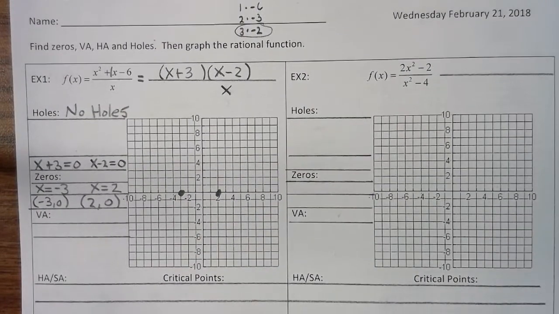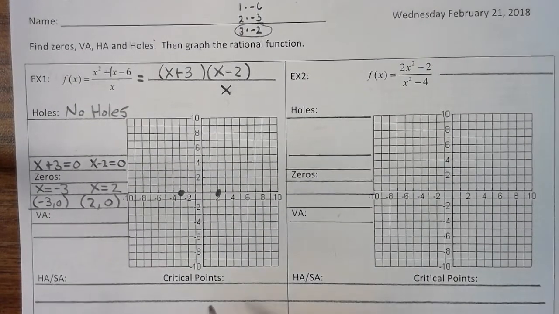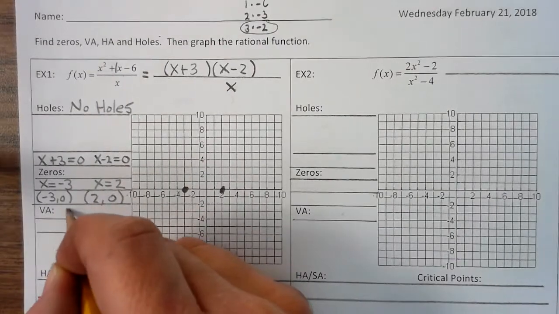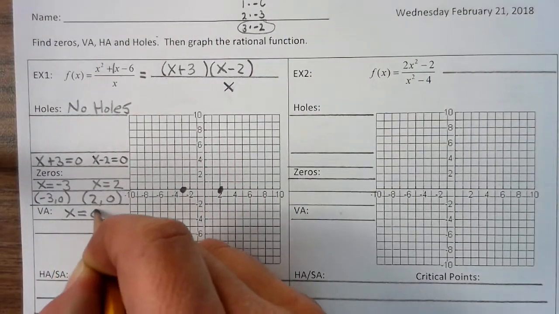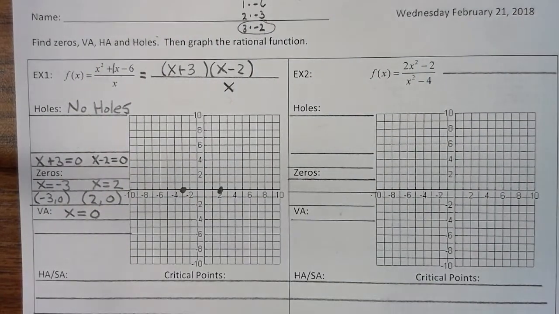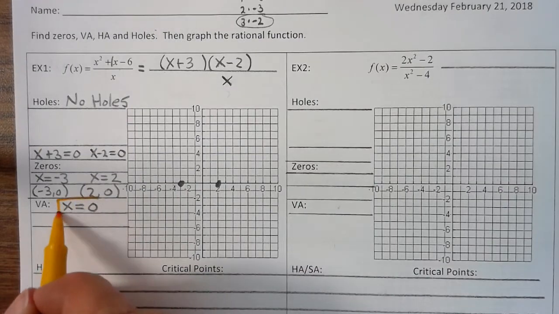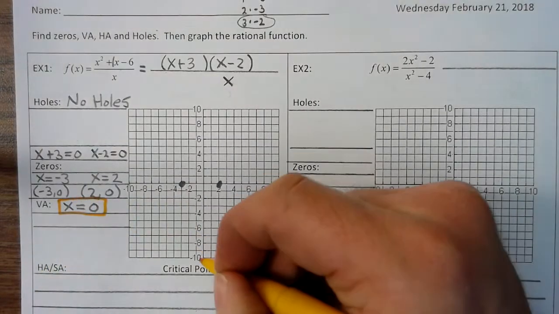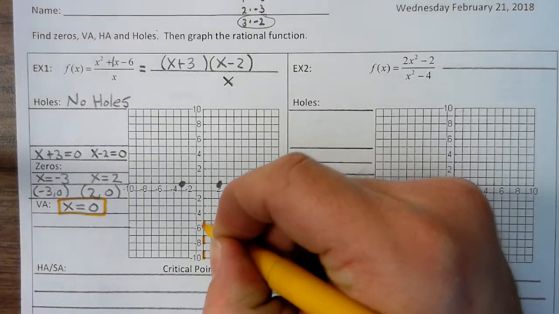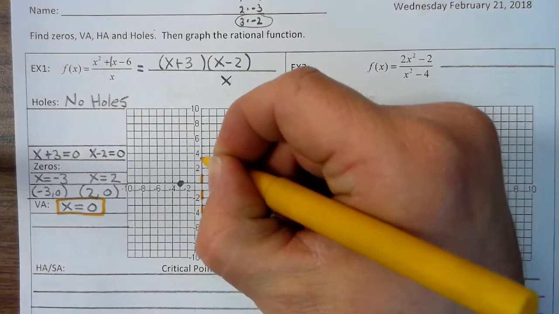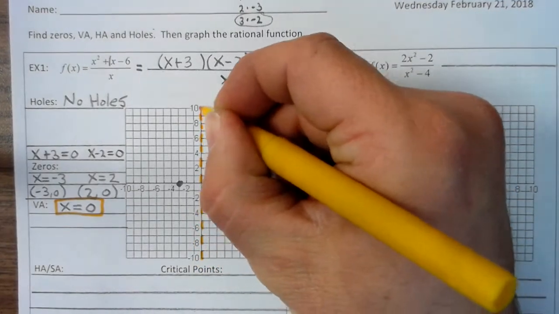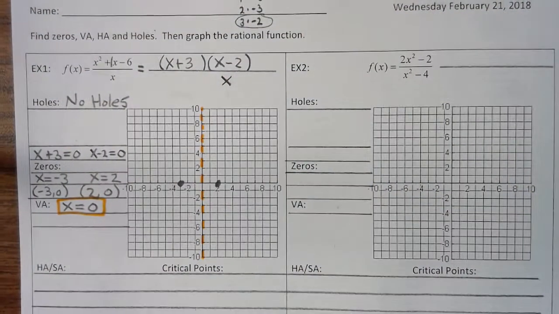All right, for the vertical asymptote, you set the denominator equal to 0, so x equals 0. So that's your vertical asymptote. So x equals 0.